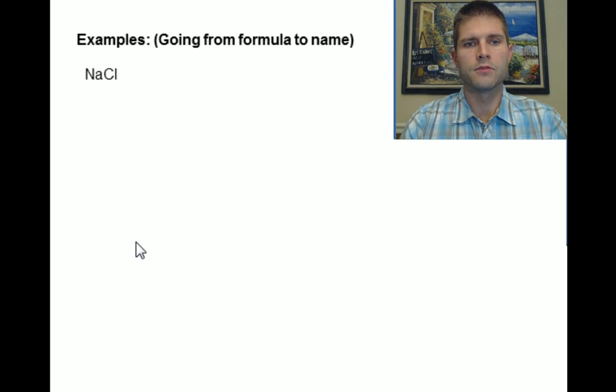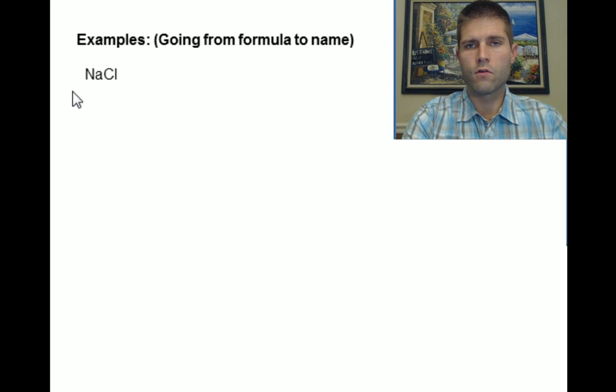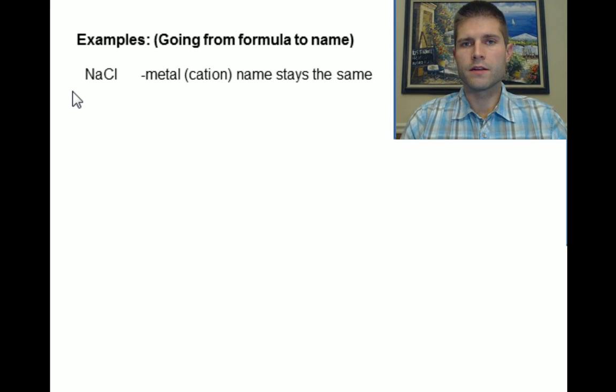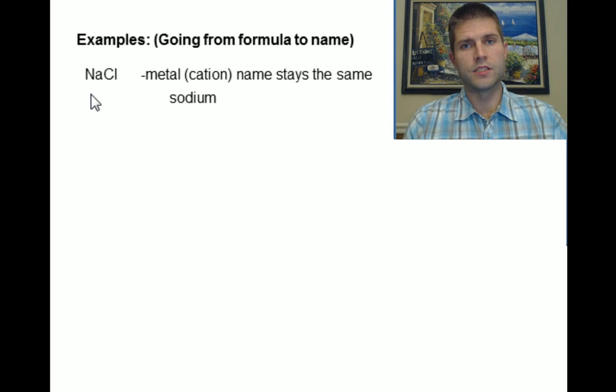Let's take a few examples. NaCl. So this is the formula. Tomorrow in class we're going to learn how to write this formula, but for now we're just going to be able to go from the formula to the name. So the metal, the cation, stays the same. We can look up on the periodic table, Na stands for sodium, so that is our cation. We don't change the name of the cation. So in this case, it's just sodium.